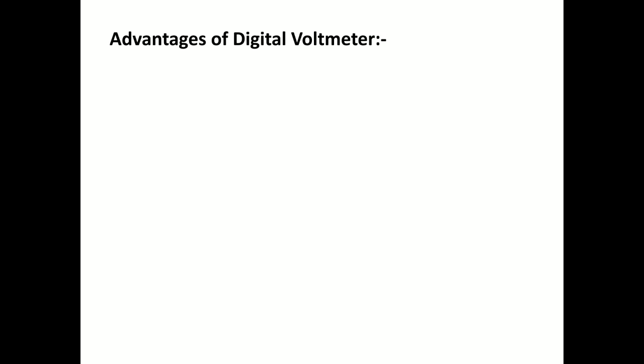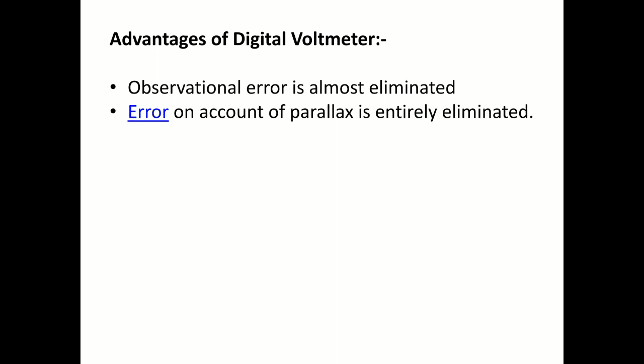Now let us discuss the advantages of digital voltmeter. In the last lecture, we discussed the basic concept of digital measurement system, and in that we also had a detailed discussion on the advantages of digital measurement system over analog measurement system. The same advantages are applicable over here. So the first advantage is that observational error in case of digital voltmeter is almost eliminated. The reason is very simple. With the help of this instrument, we directly see the value of unknown voltage as an output on an LED screen, or LCD screen. In case of digital voltmeter, the parallax error is also eliminated.